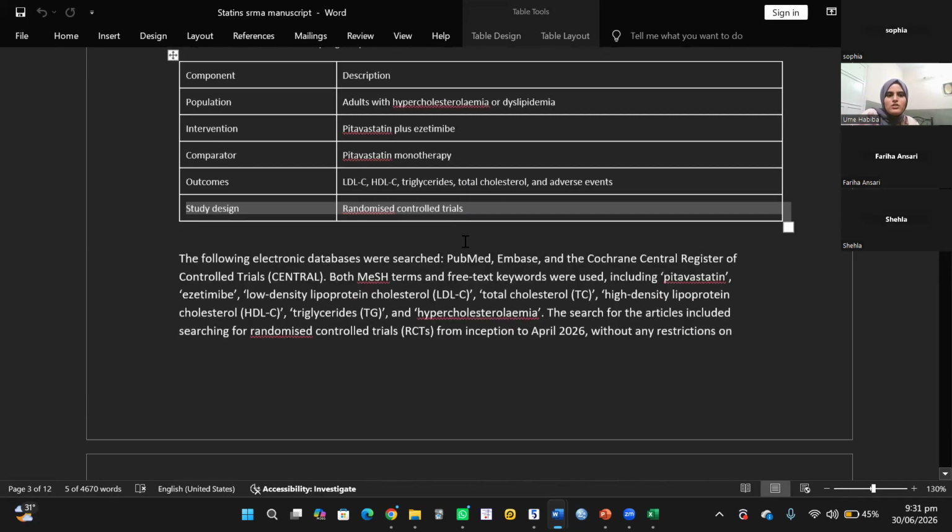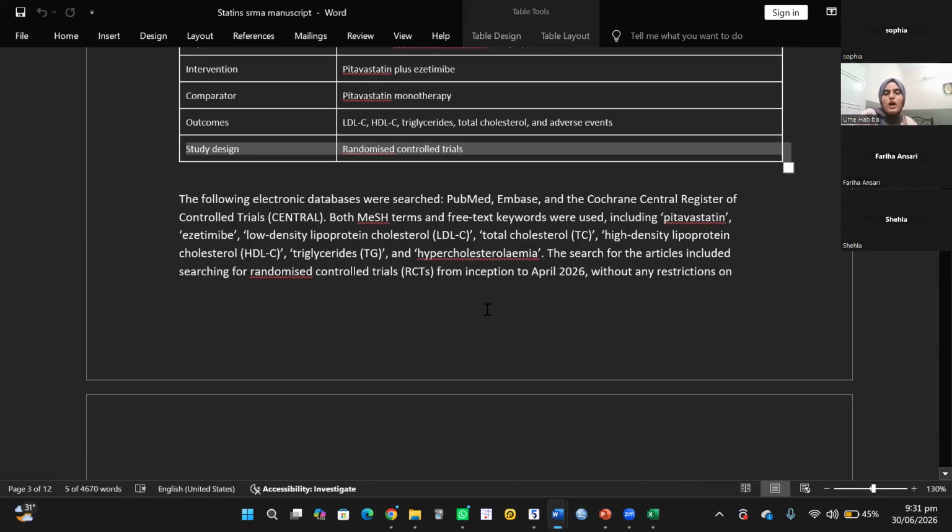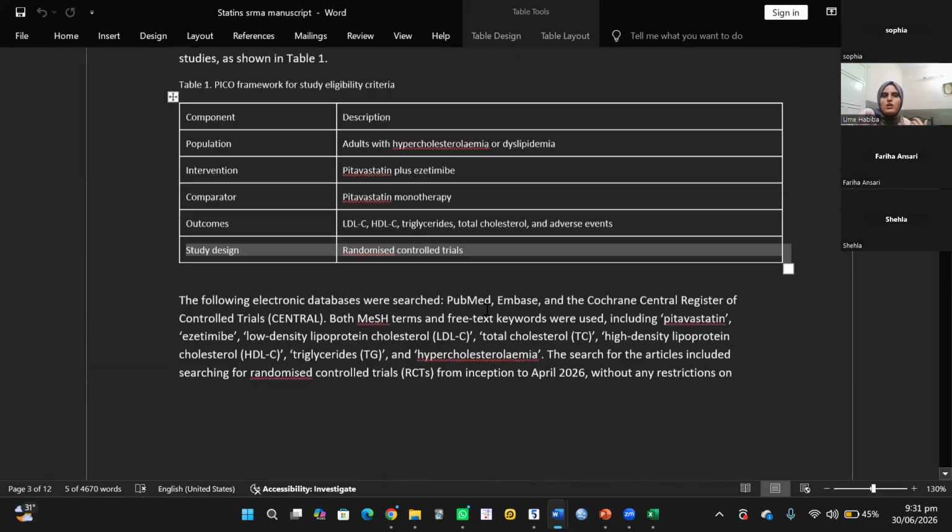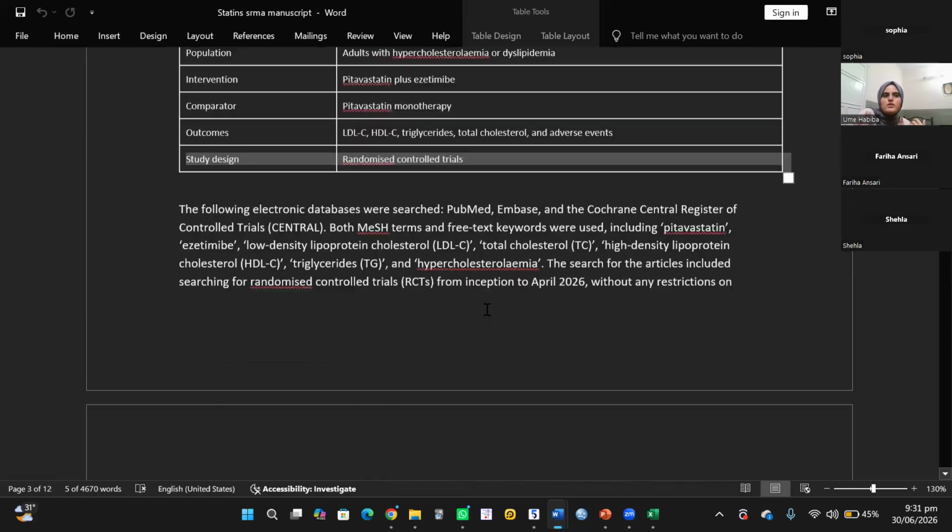And the search strategy that you made, you have to give it in the form of a table as a supplementary table. You don't add it in the manuscript, it's given as a supplementary table in a lot of cases, right? You told them about the study selection process.